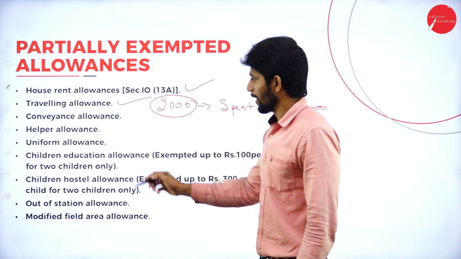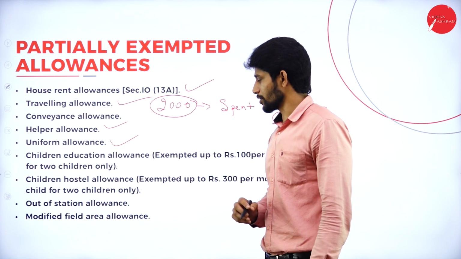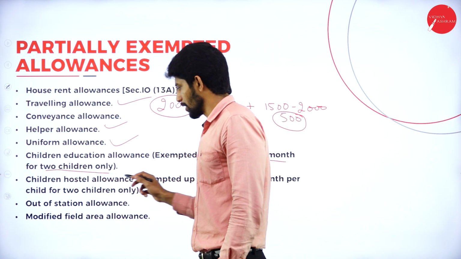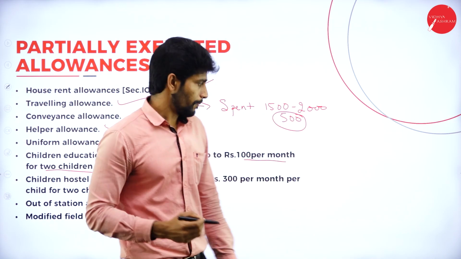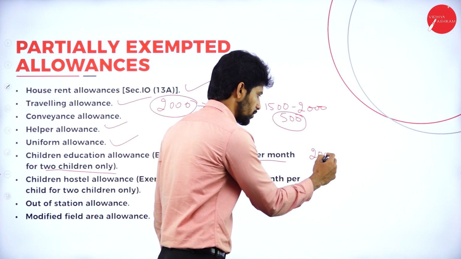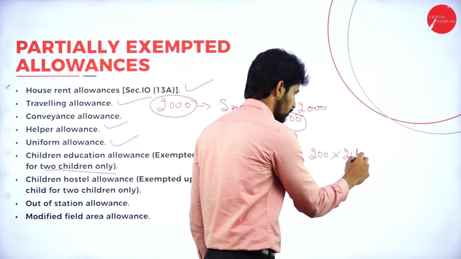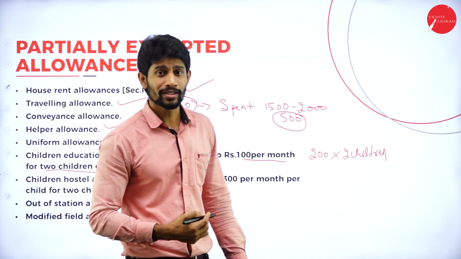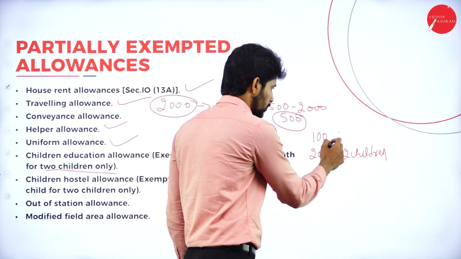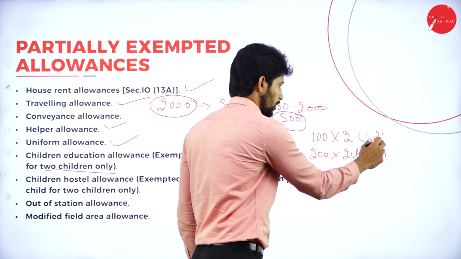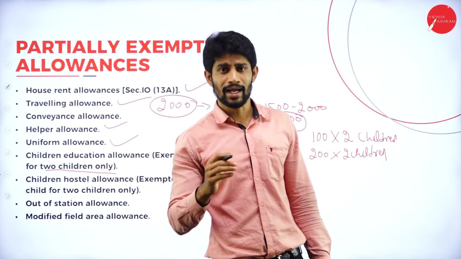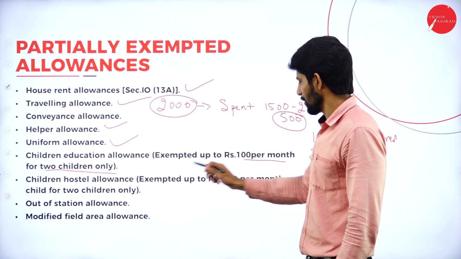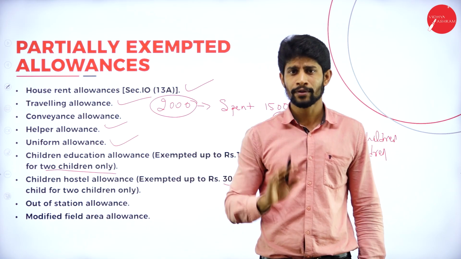Next, conveyance allowance, helper allowance, uniform allowance, children education allowance. Children education allowance is exempt up to 100 rupees per month per child, maximum of 2 children. For example, in a problem, the employer provides 200 rupees per child for 2 children. But according to the Act, the exemption limit is 100 per child, maximum of 2 children. Under the Income Tax Act we have some exemptions, and we are supposed to follow them. Next, children hostel allowance is exempt up to 300 per month per child, maximum of 2 children.